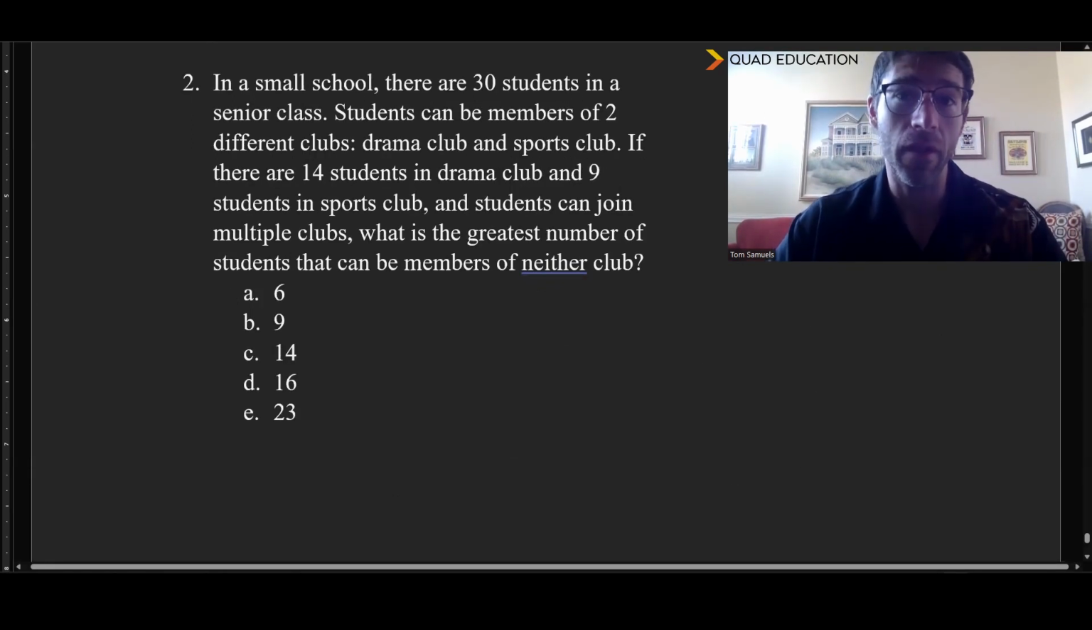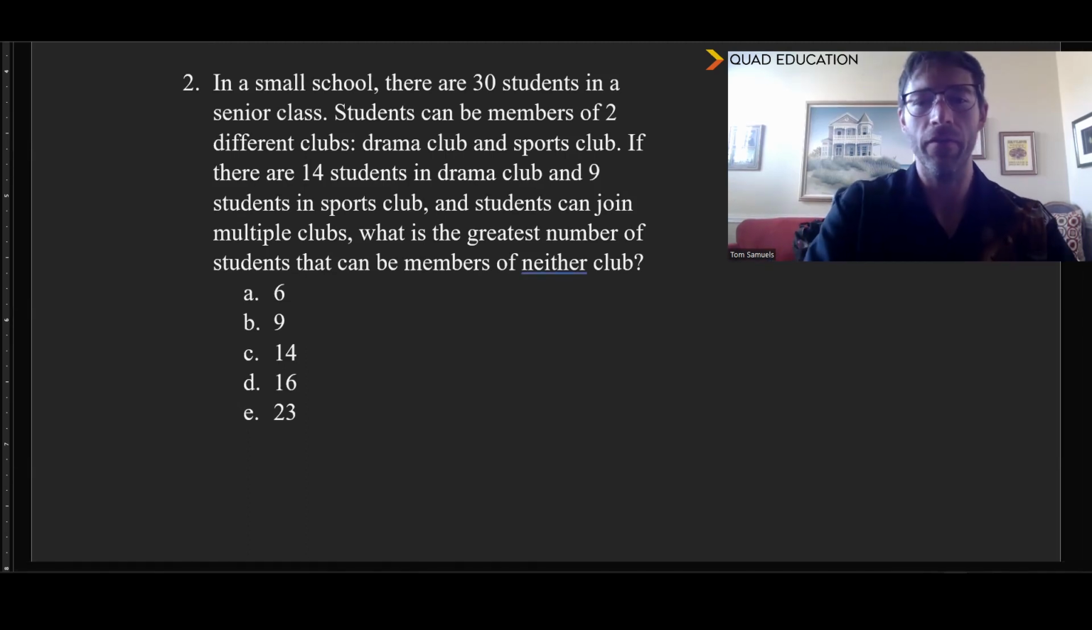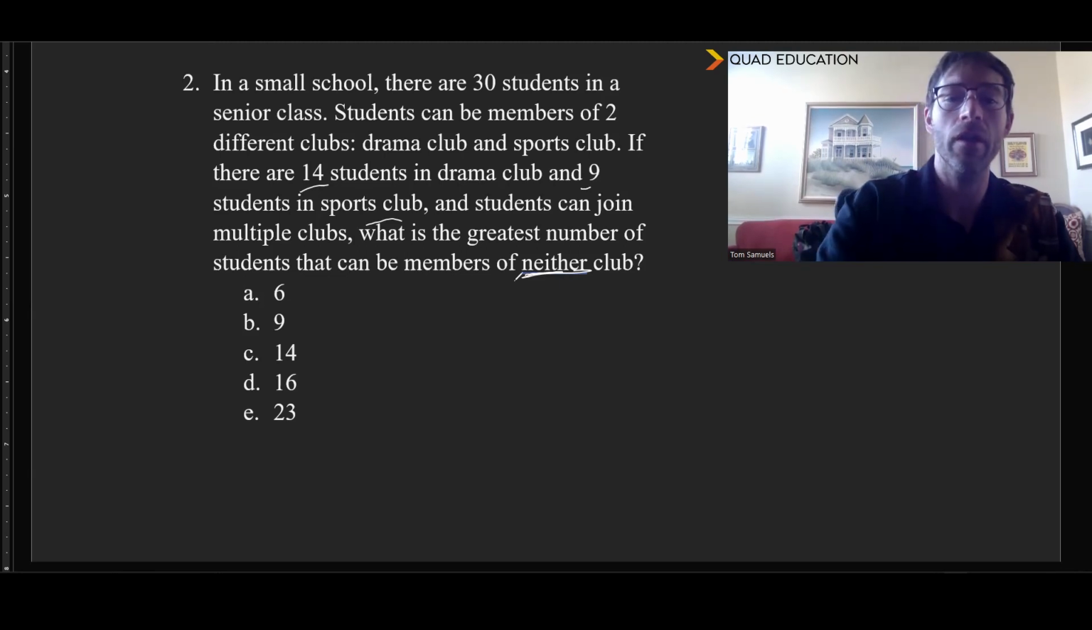Go ahead and try this one and see how you do. All right, let's take a look. If there are 14 students in drama club and 9 students in sports club, and students can join multiple clubs, what is the greatest number of students that can be members of neither club? The word processor here really wanted me to say either, but actually I really want to say neither, as in no clubs. So in a small school, there are 30 students in a senior class. Students can be members of 2 different clubs. You can be in drama or you can be in sports.